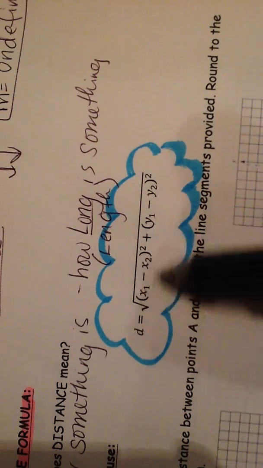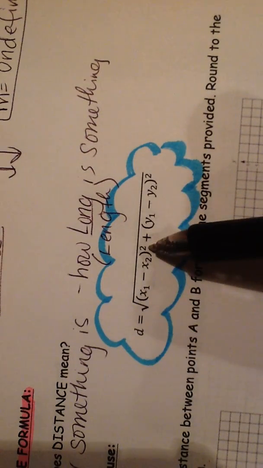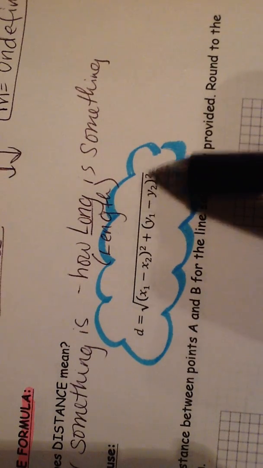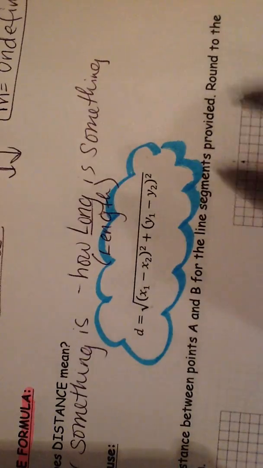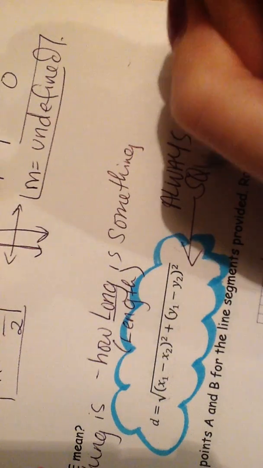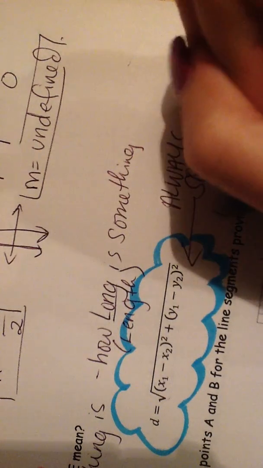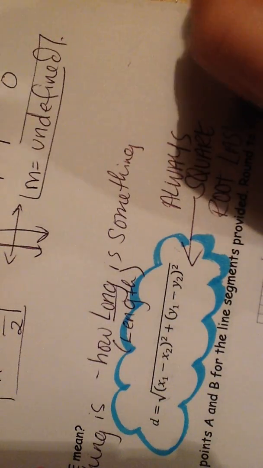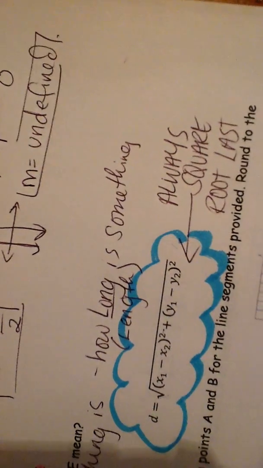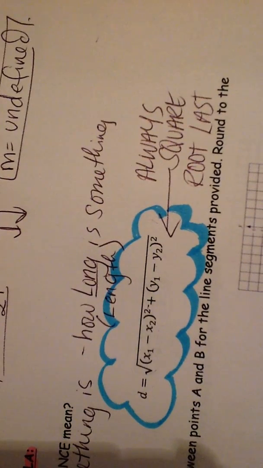The only thing that's different is I'm subtracting the x values and squaring it, and then I'm subtracting the y values and squaring it. I'm adding them together, and then finally I'm taking the square root. So the big thing about this formula is you want to always square root last. A lot of people want to square root before they add, but it doesn't work that way, because when you add squared terms together, it's much different than just taking the square root.